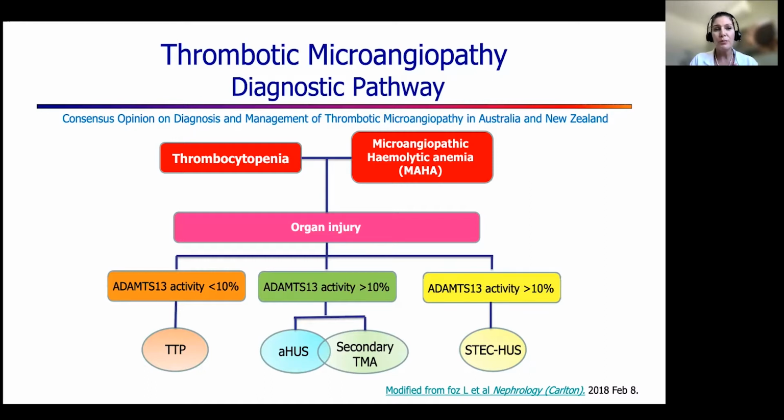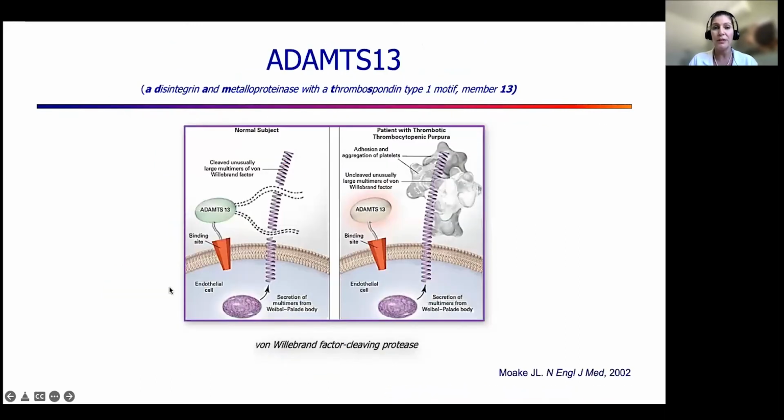The first and most important cause that one has to rule out, because it's a true medical emergency, is thrombotic thrombocytopenic purpura, or TTP, which is the severe deficiency of this enzyme called ADAMTS13. Where does this enzyme act? It acts on the von Willebrand factor that is on the endothelial cell.